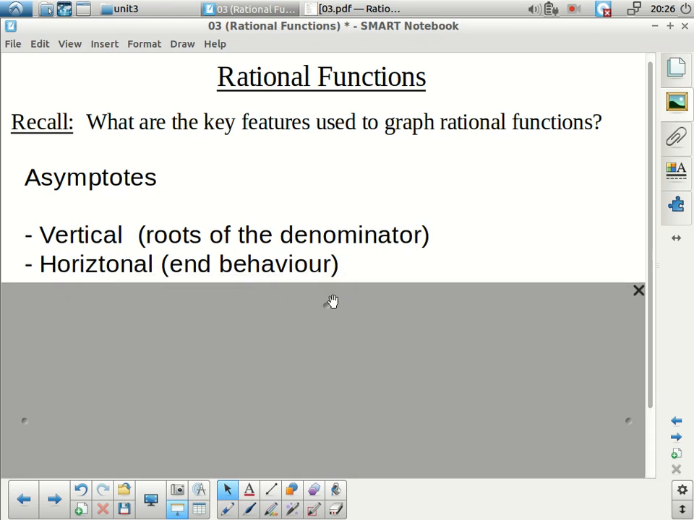There are also horizontal asymptotes. To find these, we need to think about end behavior. What happens as we go towards positive infinity, and what happens as we go towards negative infinity. You can figure this out with test points, or you can play with infinity a little bit, and we'll hit that as we go through here.